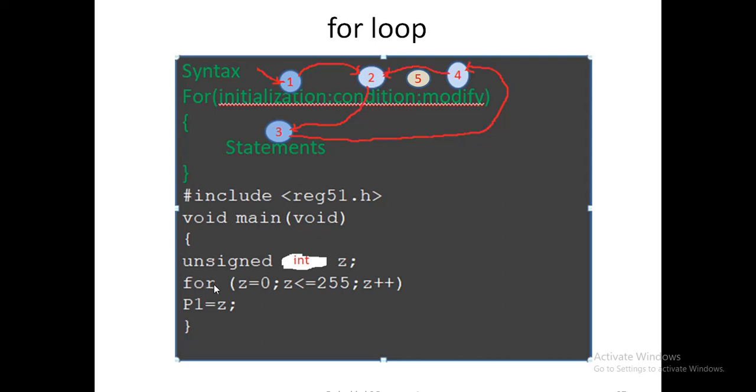The same I have written here: z equals 0, z less than or equal to 255. It is true, so it comes inside and assigns 0 to P1. Again it comes back to z plus plus. Now z becomes 1, so 1 is less than or equal to 255. The condition is true, and z equal to 1 is assigned to P1. This has to continue until z is less than or equal to 255. If z becomes 256, it comes out of the loop.